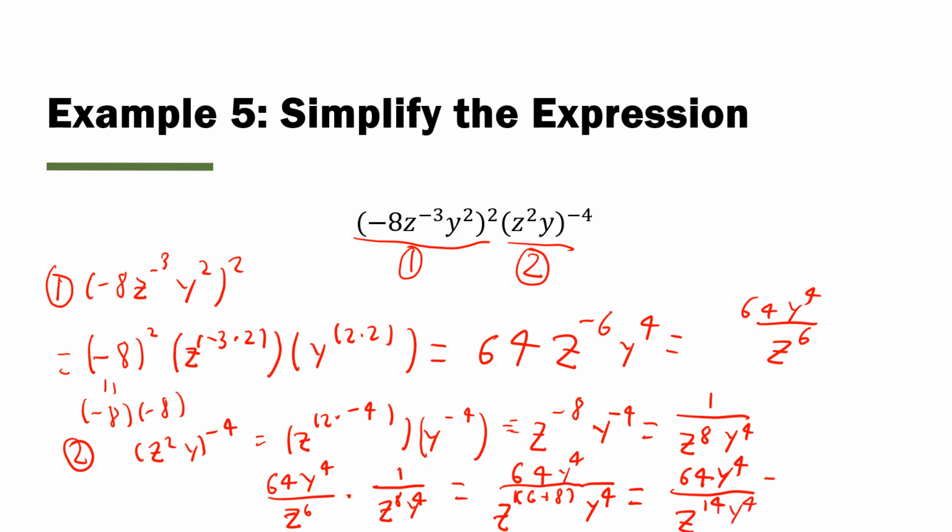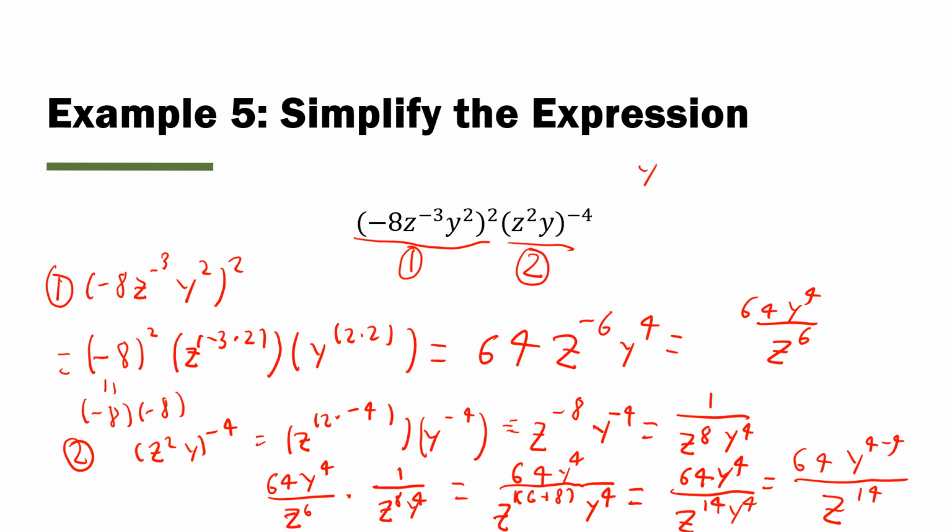Now we can subtract our same bases and their exponents. So we're going to get 64 times y, now we're going to subtract 4 minus 4. So y to the power of 4 minus 4 divided by z to the power of 14.